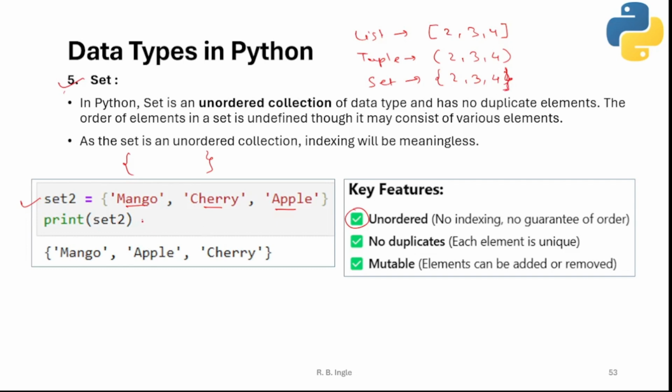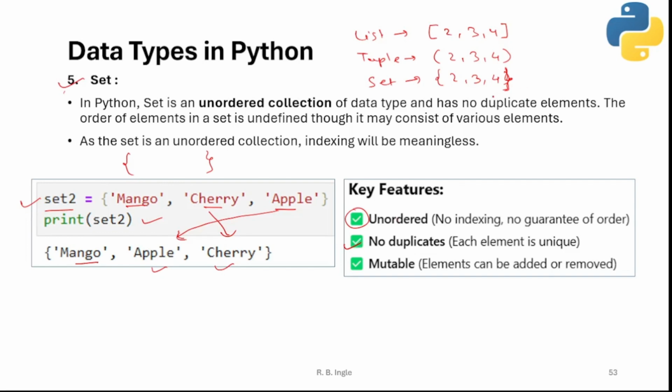So here when I print, I can see the mango is present here, but here we can see the position is exchanged, or position is not same as we have written while defining the set. So set 2 is defined like this, but while it is printing, the sequence is not same. So that is the property of the set, it will not maintain the sequence. And one more property of the set is that it doesn't allow any duplicates.